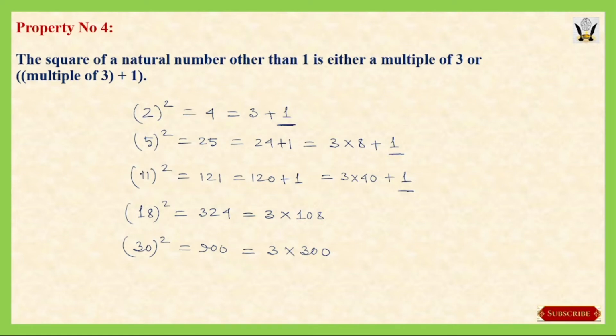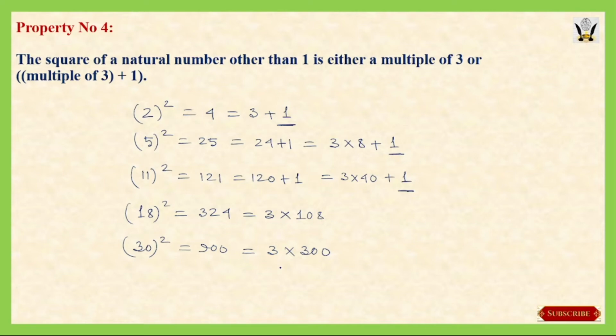And when we are taking the square of numbers which themselves are multiples of 3, then the square of those numbers will also be a multiple of 3, and that is obvious. And that's what we have seen here. 18 square, when we are taking 18, itself is a multiple of 3. So when we are taking the square of that number, it is also coming as a multiple of 3. Similarly, it is happening with 30. 30 itself is a multiple of 3. So when we are evaluating the square of 30, we are also getting that it is a multiple of 3.